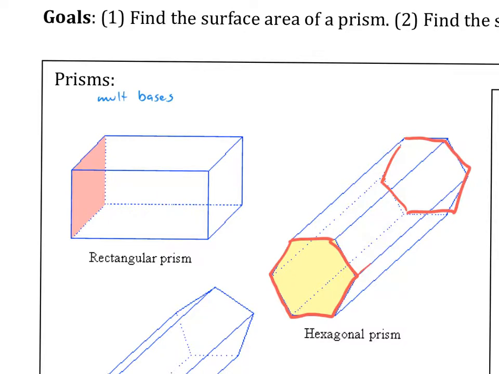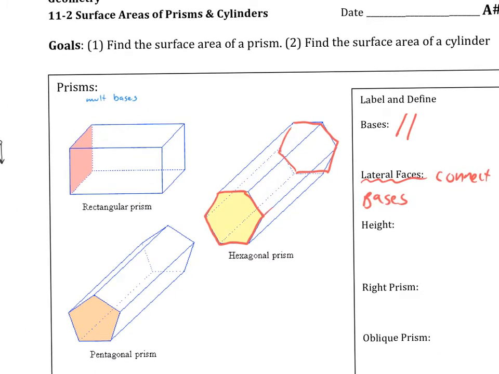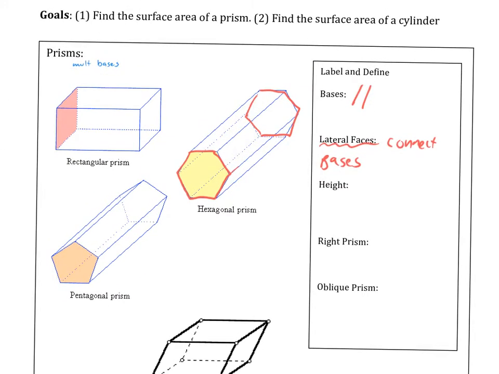Whatever the shape of the base is, that's the name of the prism. So in this case, we have a hexagon as a base, so we call it a hexagonal prism. Same thing, a pentagonal prism, etc. The height is the distance between the bases. And BT means between bases.